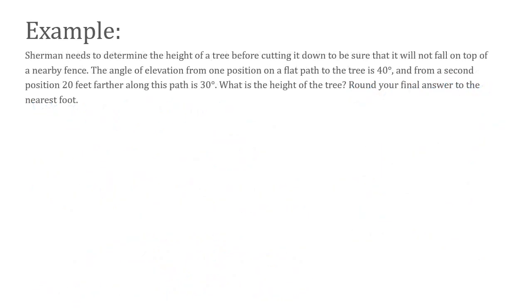Let's try one more example. Sherman needs to determine the height of a tree before cutting it down to make sure that it won't fall on top of a nearby fence. The angle of elevation from one position on a flat path to the tree is 40 degrees. And then from a second position, 20 feet farther down the path, is 30 degrees. What is the height of the tree? Round your final answer to the nearest foot.